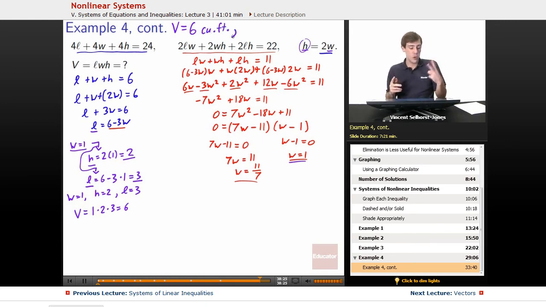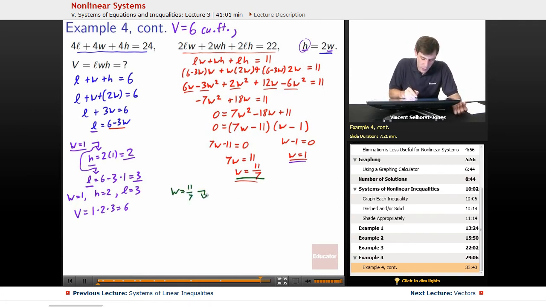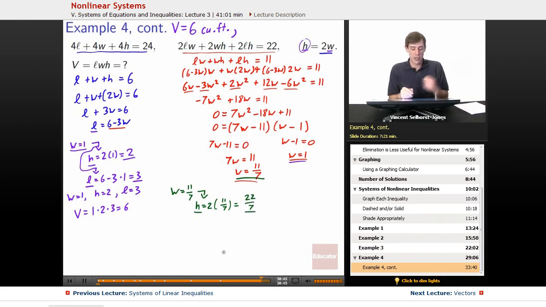It turns out that there's two different worlds here, so we want to check out both of them. The other one, we'll make this the green world, where the width is equal to 11 over 7. Well, if width equals 11 over 7, then we can plug that into H equals 2W. So H equals 2 times 11 over 7, which equals 22 over 7. So our height is 22 over 7 if our width is 11 over 7.